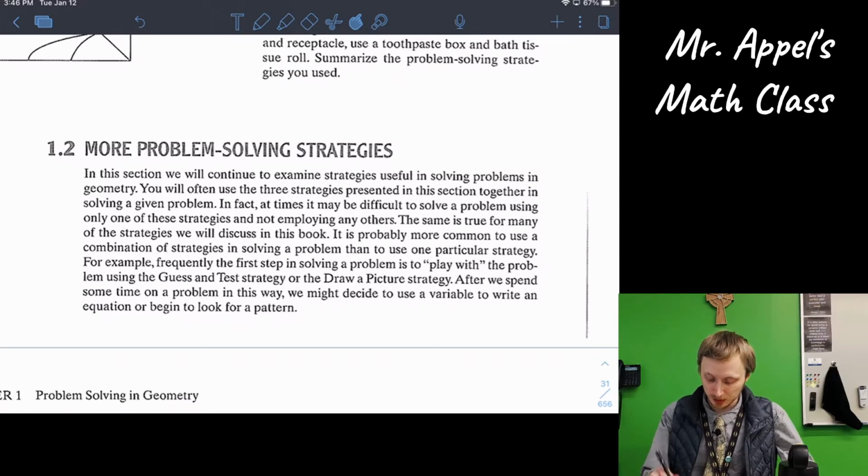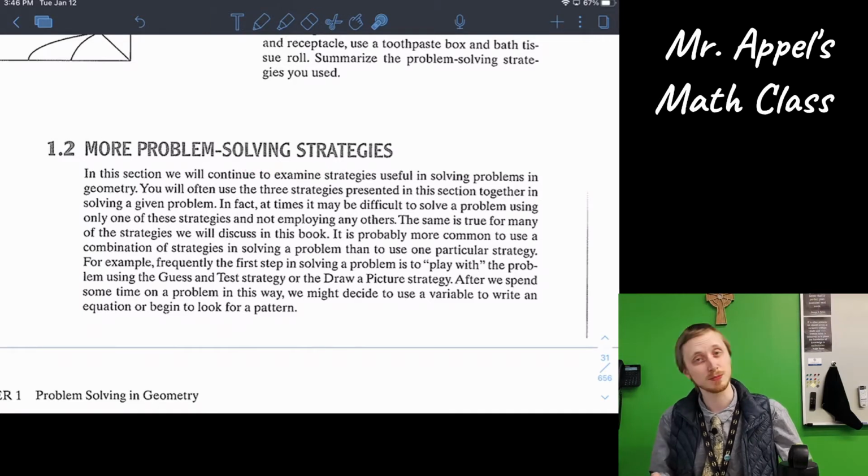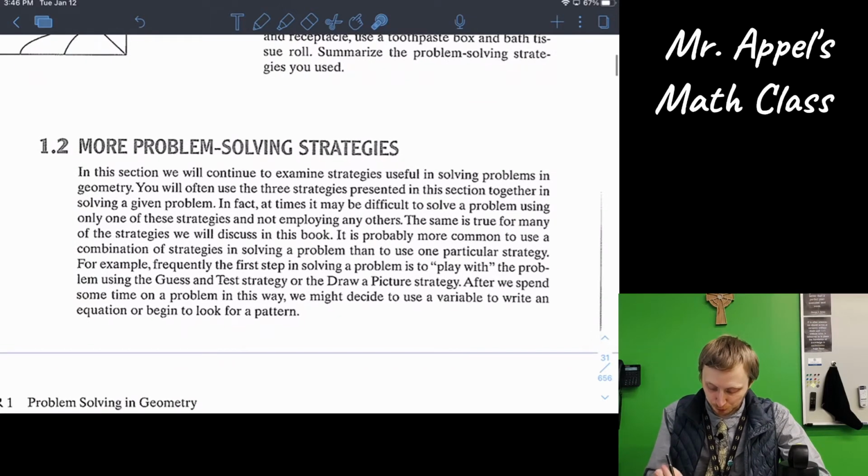Today we are going to read through section 1.2, more problem-solving strategies. Specifically, this will give us 3 new strategies we can use and some of the most powerful tools. In this section, we will continue to examine strategies useful in solving problems in geometry. You will often use the 3 strategies presented in this section together in solving a given problem.